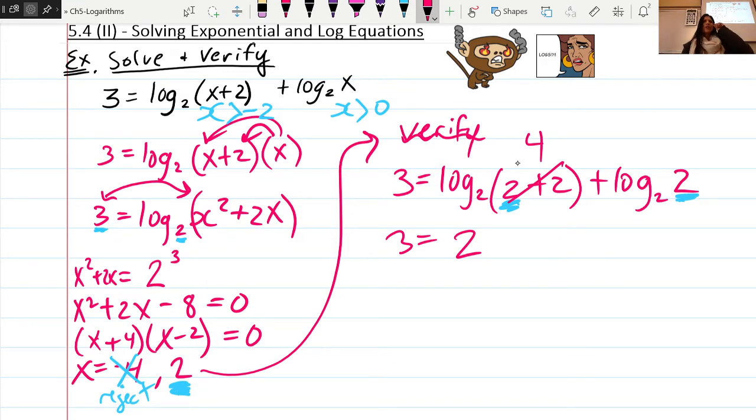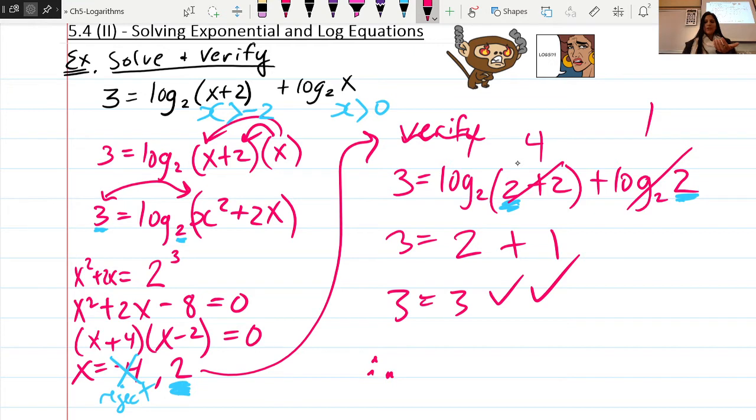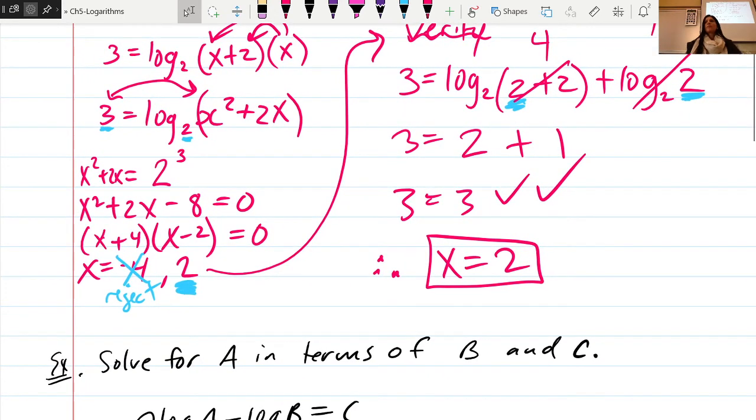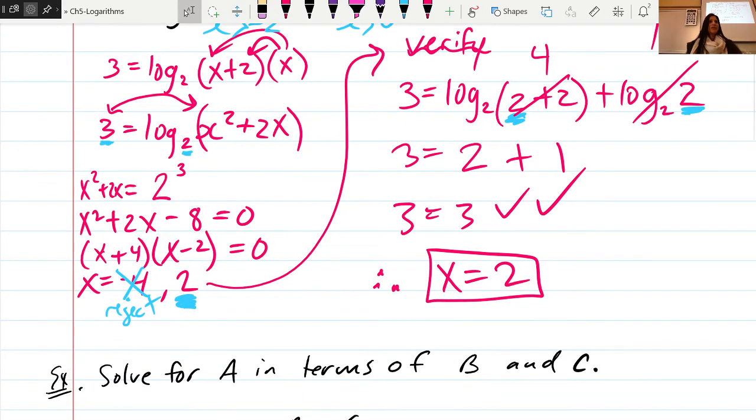Are we pretty okay in thinking in terms of logs now? We're getting better at that. Plus log base 2 of 2, we just talked about that. This is the same thing as the number 1. So we just proved that this is in fact true. So therefore, we can say x equals 2 is our overall solution. Questions?